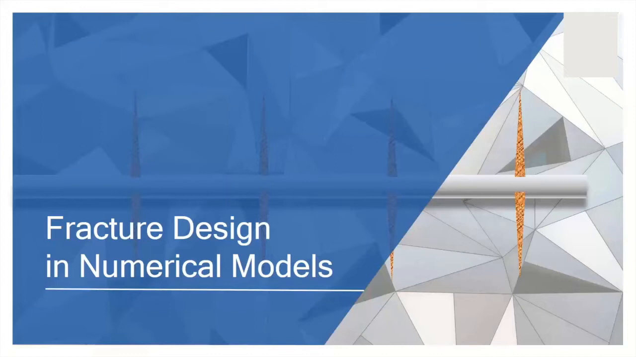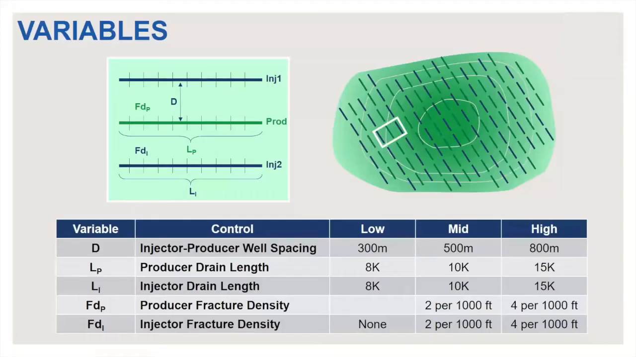So let's go through the fracture design in numerical models. The choice we've made here is to select 5 important variables that we want to optimize. The first one is D, the distance between injector and producer. And the range we've chosen for that variable is 300 meters all the way up to 800 meters.